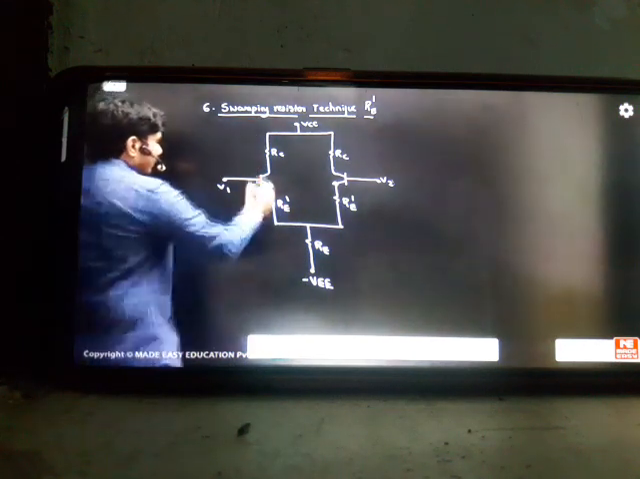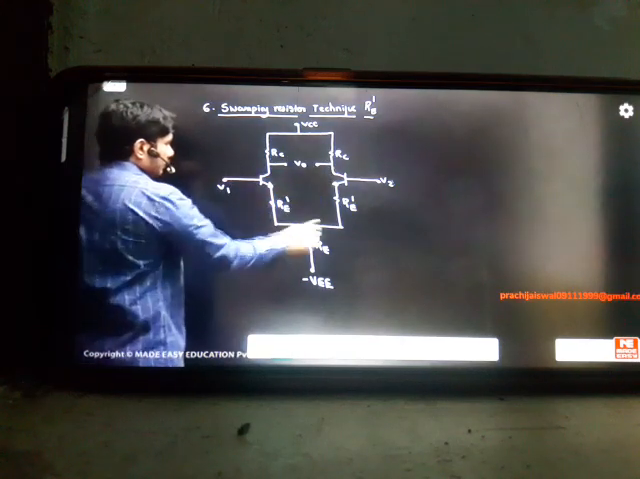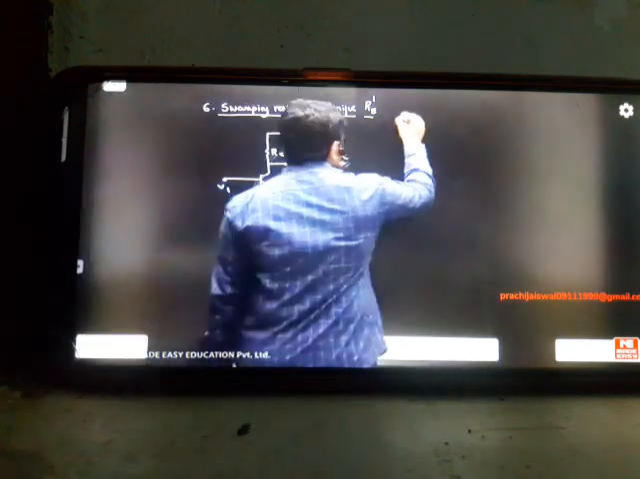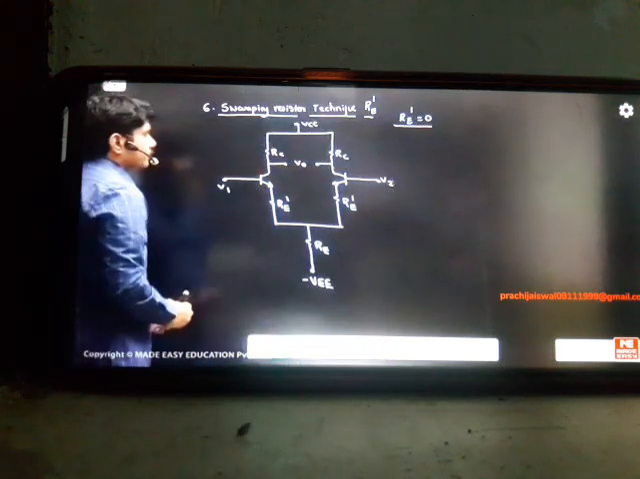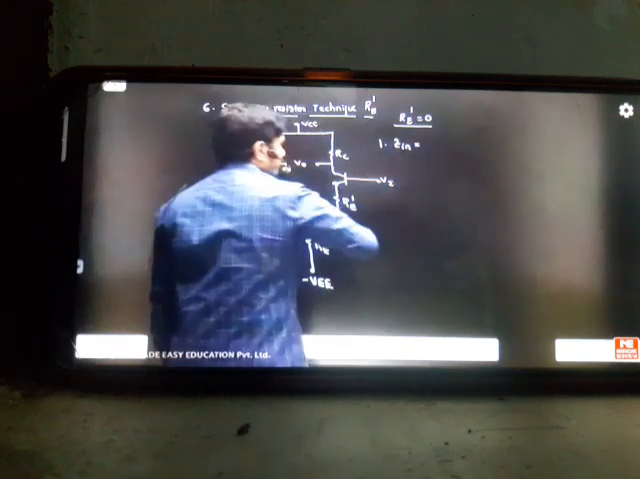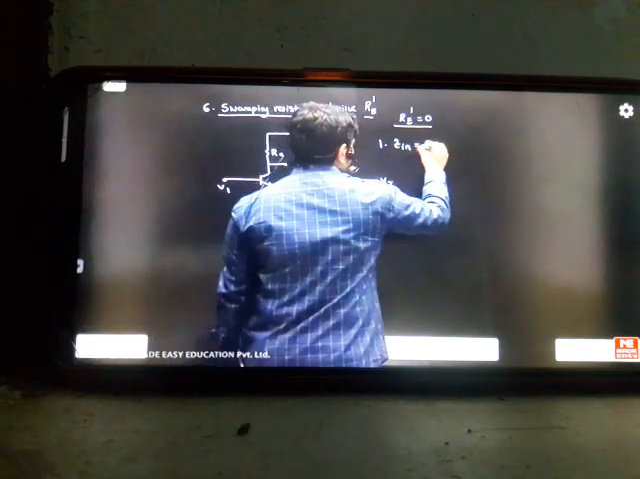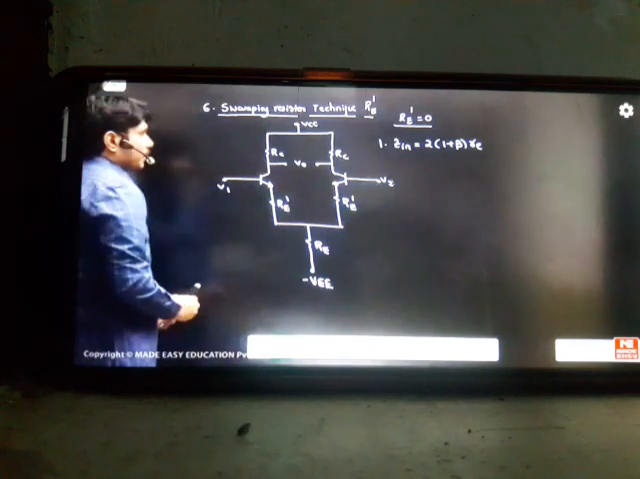So here, suppose I take this as your output, a dual input balanced output. Now suppose in this model, if RE dash is 0, that means there is no swamping resistor in the circuit. If there is no swamping resistor, what is the input impedance? In differential mode, we got the answer Zin equal to 2 into (1 plus beta) times RE. So this is the answer you got: 2 into r pi.